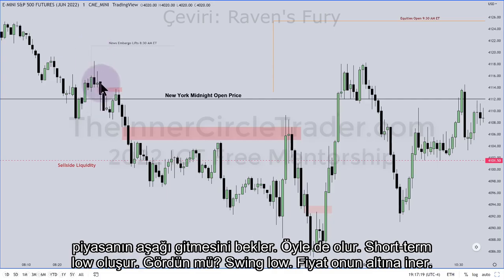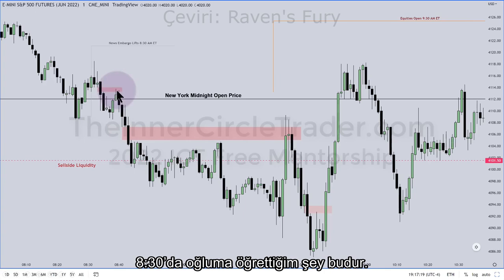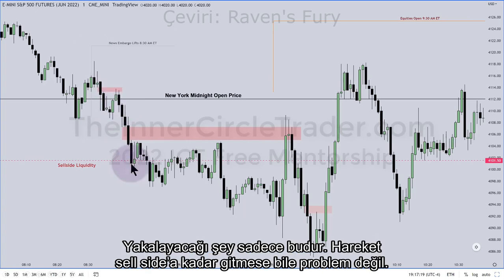So the algorithm goes from buy side liquidity at 8:30 on a bearish day above the opening price, and waits for the market to trade lower. It does. Short-term low, see that? Swing low. Trades through it, creates a fair value gap, rallies back up to it. Sell short with the expectation it's going to run to sell side liquidity. This is what I'm teaching my son to do at 8:30. That's all he's trying to capture there.